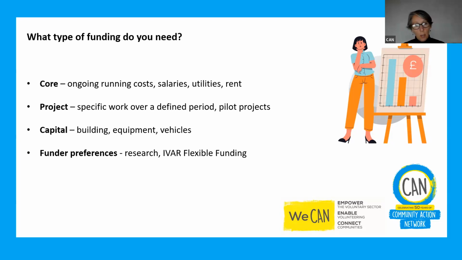So capital costs include things like buildings, equipment and vehicles. It's important to do your research to ascertain funder preferences as part of your fundraising. Some funders will only fund core costs or project costs, and some will only fund capital costs, whereas others will do a mix of them. But there are ways around the different restrictions, and a lot of organisations will include a piece of project work with an element of core costs costed into that. So there are ways of being flexible within the restrictions that funders put out there.